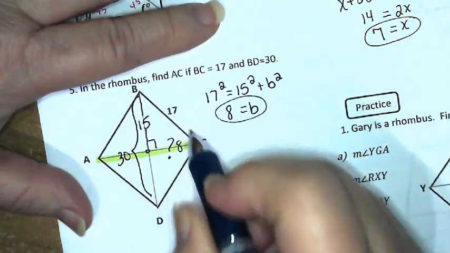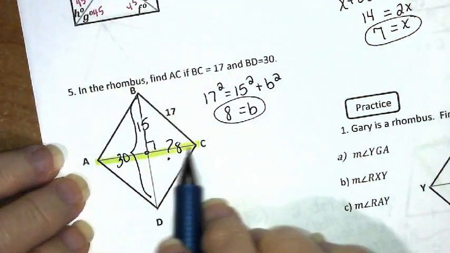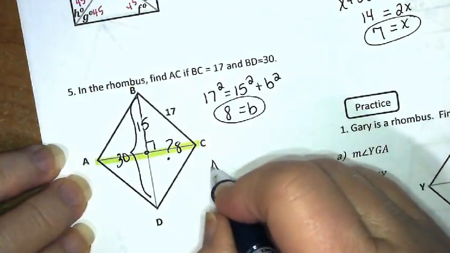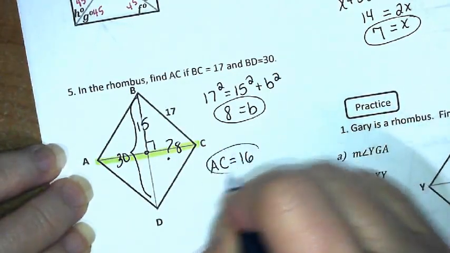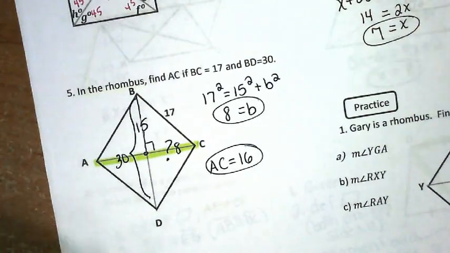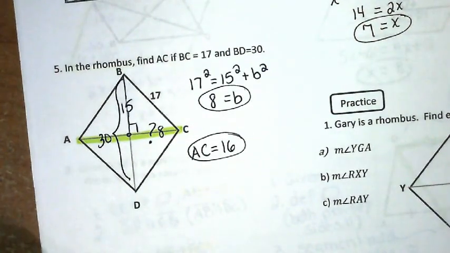So if this is 8, what is the measure of segment AC? Remember the diagonals were bisected, so AC is 2 of them, and it's 16. So use your characteristics of your special parallelograms to solve these practice problems.